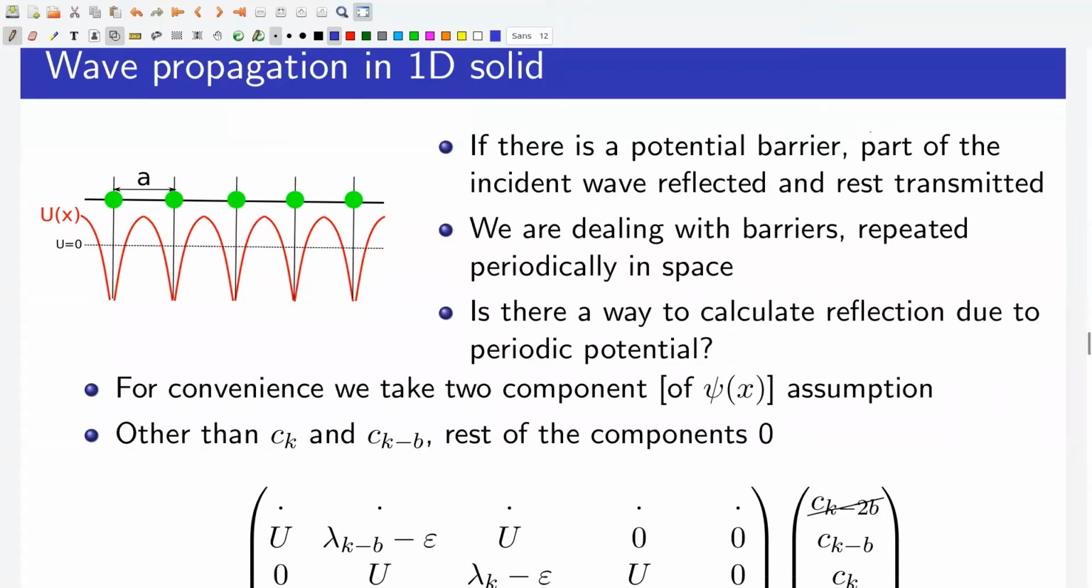When we discussed the basics of quantum mechanics, we have seen that if there is a potential barrier, part of the incident wave function is reflected and part of it is transmitted, depending on the barrier height and barrier width. Now, we are dealing with barriers which are repeated periodically in space. Can you estimate the amount reflected due to the periodic potential?